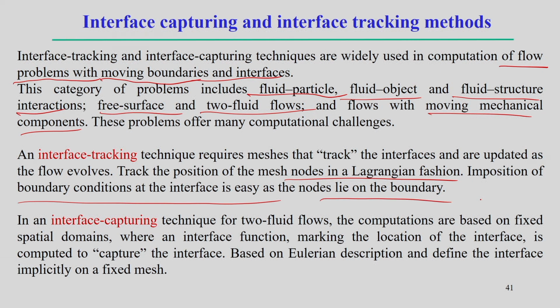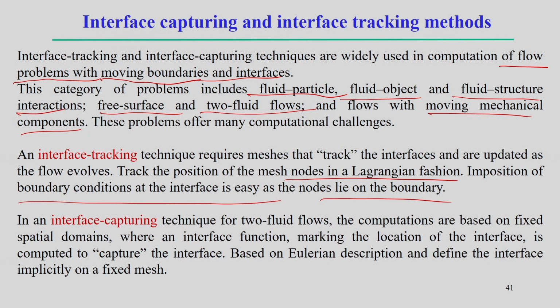So, in that case we work in the Lagrangian fashion, where interface tracking means the interface is moving along with the mesh, such that every time there is a mapping with the particular mesh, and there is a need to look into the remeshing of the elements if it is a large deformation problem. So, in that case the interface lies on the node points. That is, in general, called the interface tracking method.